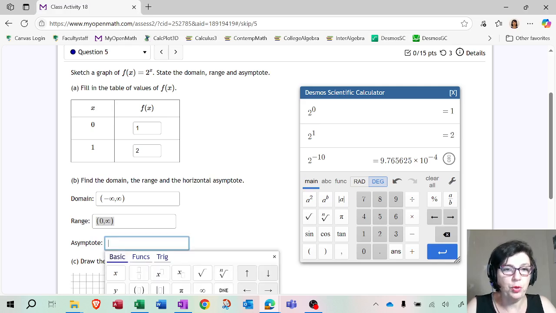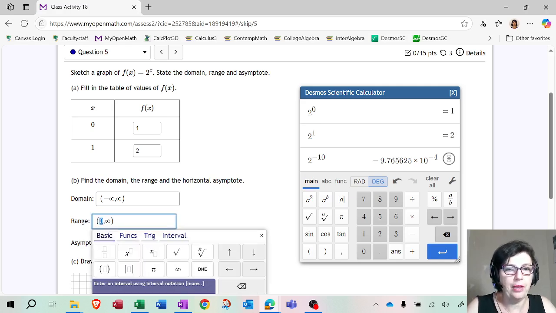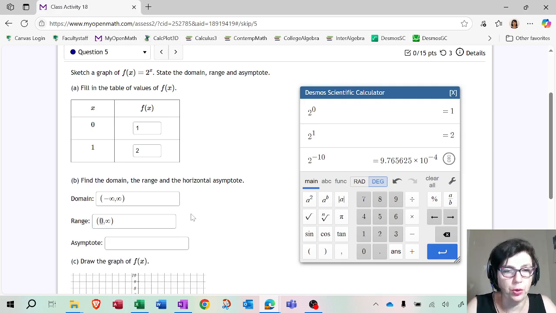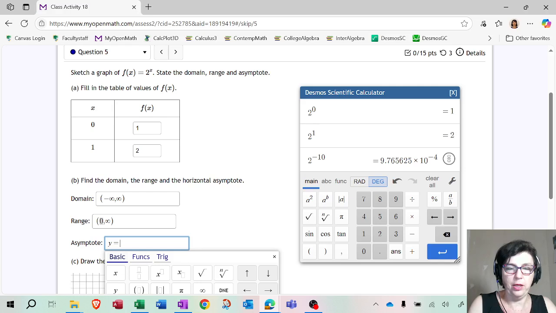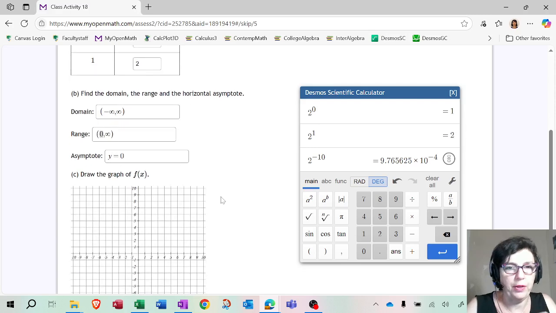And the asymptote is the same as that value. And the asymptote is horizontal, and it's going to be y equals 0, because the graph gets very, very close to that y equals 0 and is never going to touch it. Okay, so let's see if we can graph it. How do we do that?